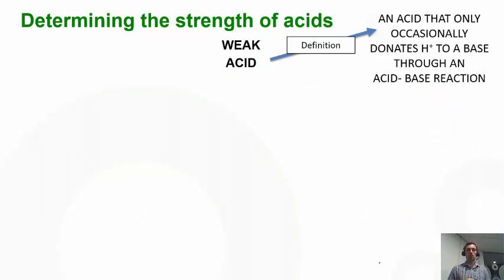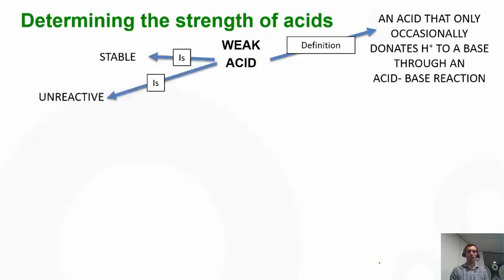Well, the weak acid is actually not very good at being an acid in terms of the fact that it only very occasionally is going to donate its H+. Remember, the strong acid always donated its H+. So this is the main difference between a strong and a weak acid. Strong acids give away all their H+ all the time, as long as there's a base to give it to, whereas the weak acids will only occasionally donate their H+. And this is because the weak acid is actually already stable and unreactive. So why would it want to change? It doesn't really.